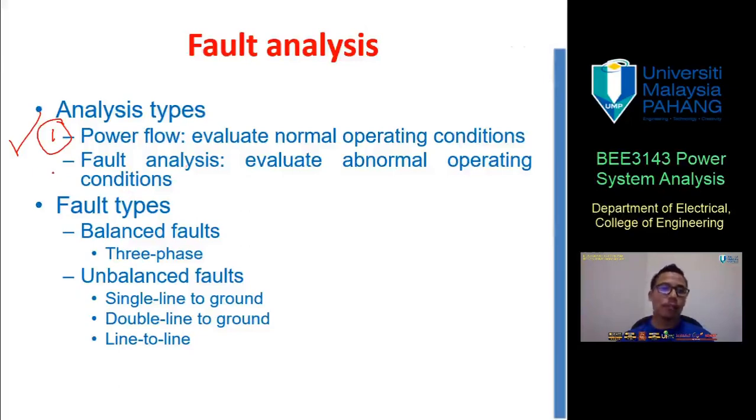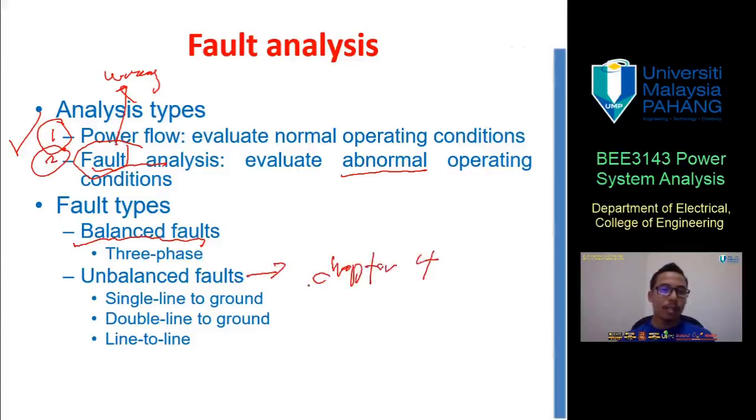Next, from now, we're going to learn fault analysis. Fault analysis evaluates abnormal operating conditions, even from the term itself, because fault means something wrong. Then fault types will be separated into two parts. In this video we are going to cover the balanced fault, which is the three-phase fault, and in another chapter, chapter 4, sorry for my bad handwriting, we're going to cover single line to ground, double line to ground, and line to line.